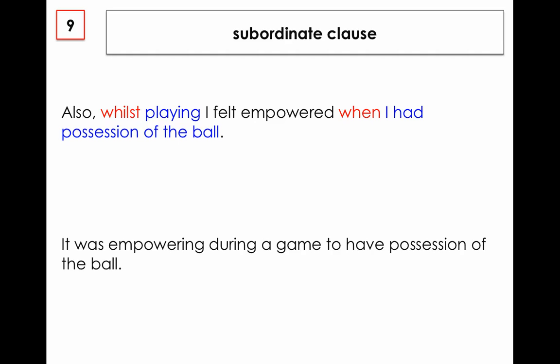Whilst playing, comma, we could put, I felt empowered when I had possession of the ball. So we've got the main clause, which sort of includes a subordinate clause. The main clause is, I felt empowered when I had possession of the ball. But the main clause has a subordinate clause in it. So you've got two subordinate clauses. I could say, when I had possession of the ball, I felt empowered. You see how I'm switching that around?